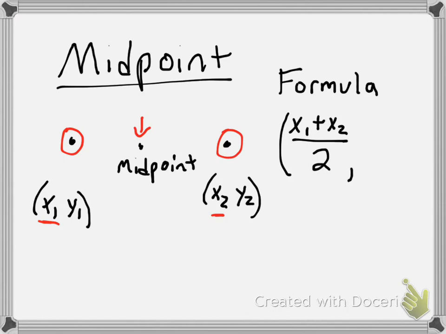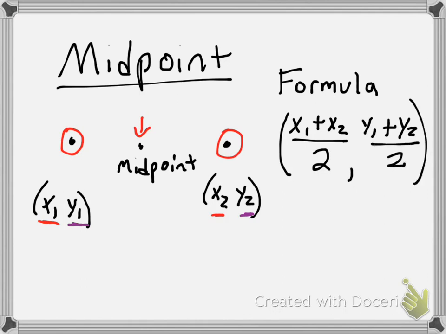So that's your first point. You find your 2 x's, add them up, and divide that number by 2. That's the x value of your midpoint. We do the same idea for your y values. We take our 2 y values, add them up as well, and divide by 2. So y1 plus y2, divided by 2.